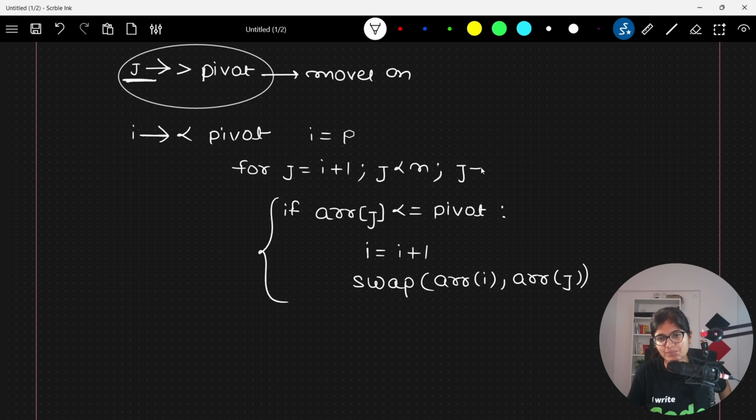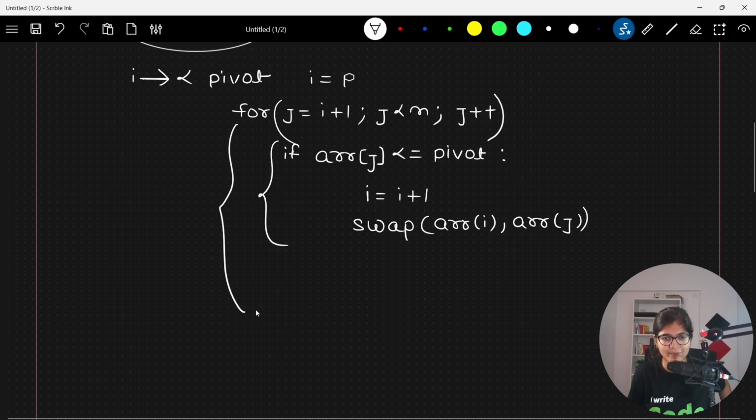And it will be j plus plus. It's just pseudocode, so please don't go with the exact syntax. This is how things are working. Now when it goes out of this for loop, what will happen? One final swap will happen.